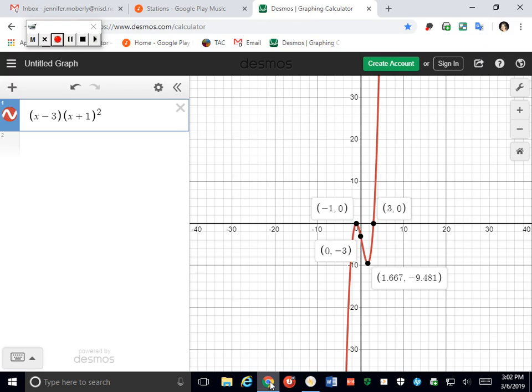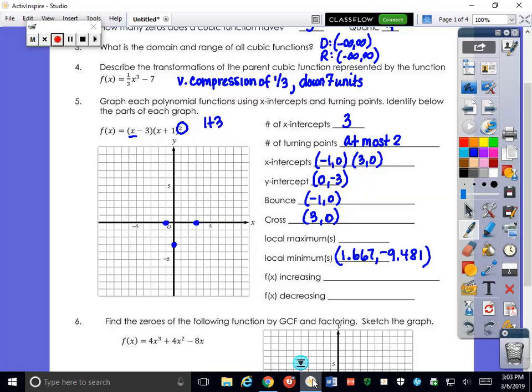Now let's look at the local max. The local max is at the high part of the turning point. So the min down here was the low part of the turn. This is the high part of the turn. So our local max is at -1, 0. You can have the x-intercept and the local max at the same point.